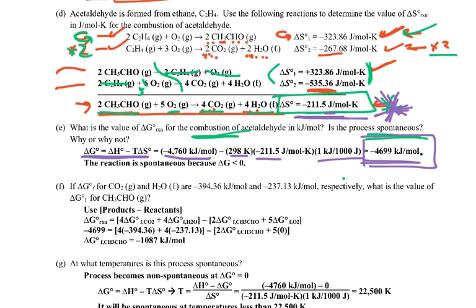Because this is negative, we know that the reaction is going to be thermodynamically favorable. It's going to be spontaneous because we have a negative delta G. That's all we need to say. Okay, for F, if we're told the delta G of formation of CO2 and the delta G of formation of H2O, can we figure out the delta G of formation of CH3CHO?